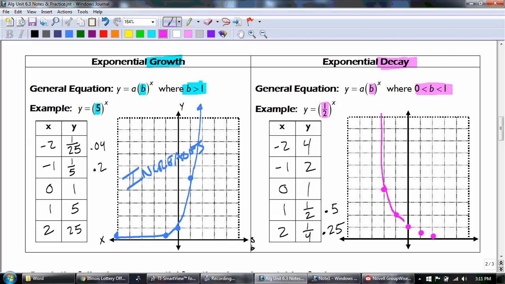So as I'm doing this, I'm nice and curved, and then I am never touching the x-axis. That's one of the main things that we look at, and we want to make sure that there's a curve. From left to right, I am falling, I am decreasing. So that is decay. All right.